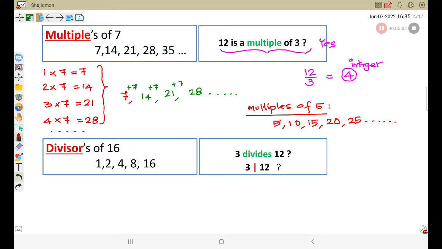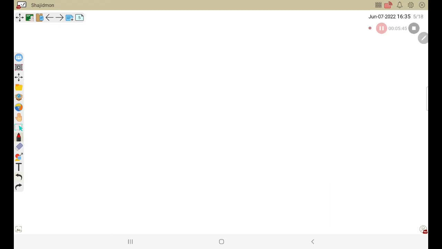Now, divisor of a number, correct? What are the numbers we can divide by that number? That is the divisor, correct? For example, divisors of number 16. What are the divisors of the number 16? 1, 2, 4, 8 and 16. Let's start with some divisors here for forming the next definition.